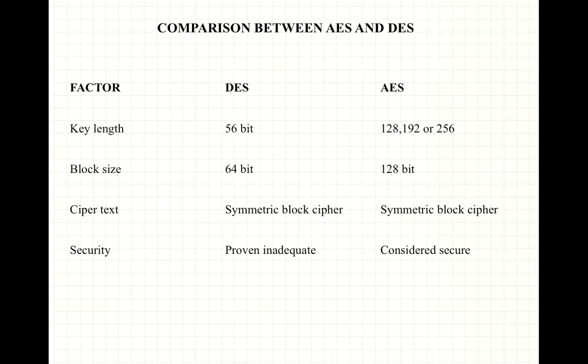Comparison between the two algorithms, the existing and the proposed. Key length: 56 in DES, 128, 192 or 256 in AES. Block size: 64 in DES and 128-bit in AES. Ciphertext: symmetric block cipher in the DES algorithm, symmetric block cipher in the AES algorithm. Security: proven inadequate in DES and considered secure in AES.